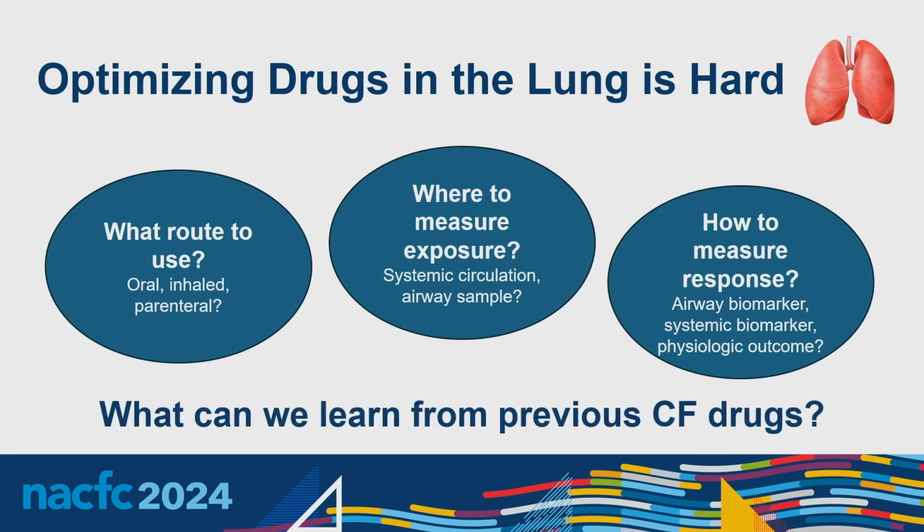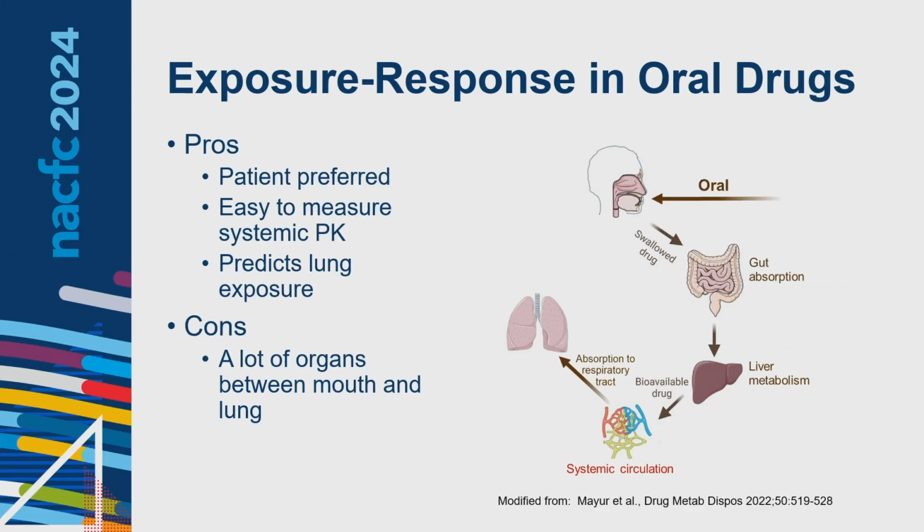So to try to answer some of these questions, I thought we'd go back and look at some previous approved CF drugs and get lessons from there. So I was going to start by looking at oral drugs. The pros for that are that they are very much patient preferred. The downside is there's an awful lot of organs between the mouth and the lung that all have an influence on the pharmacokinetics and the exposure of your drug.